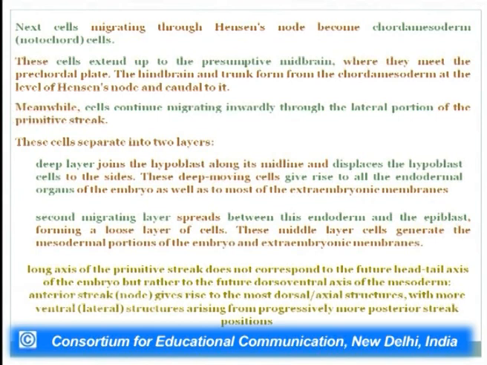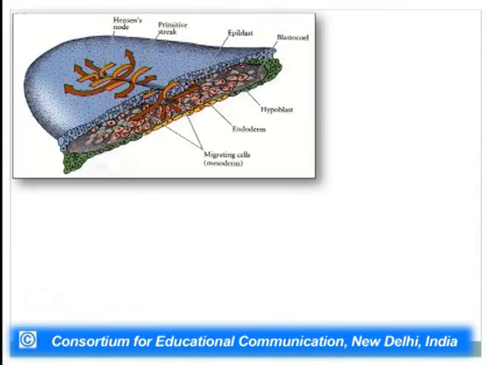most of the extraembryonic membranes. The long axis of the primitive streak does not correspond to the future head-tail axis of the embryo, but rather to the future dorsoventral axis of the mesoderm. The anterior streak gives rise to the most dorsal axial structure with more ventral structures arising from progressively more posterior streak positions.